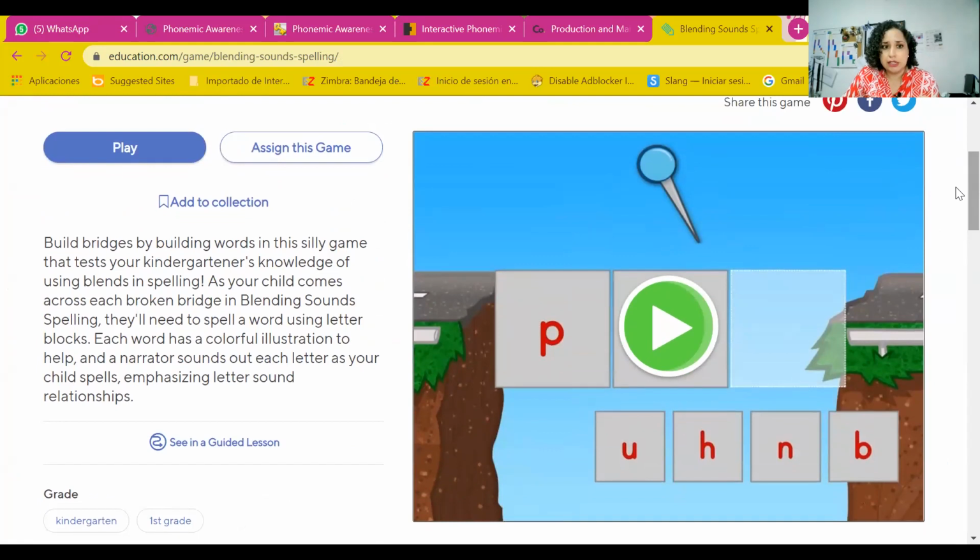It says build bridges by building words in this silly game that tests your kindergartner. You see, it's for little kids, 4 to 5 years old. So you're supposed to have the knowledge for this. Little for you kindergartners, knowledge of using blends in spelling. As your child comes across each broken bridge in blending sounds spelling, they'll need to spell a word using letter blocks. Each word has a colorful illustration to help, and a narrator sounds out each letter as your child spells, emphasizing letter sound relationship. So let's play.